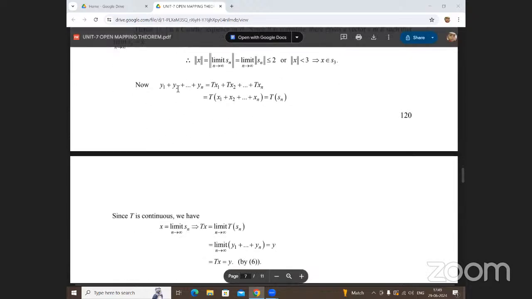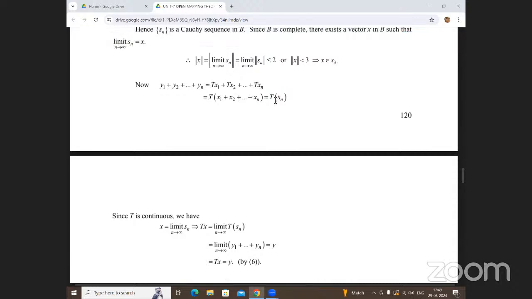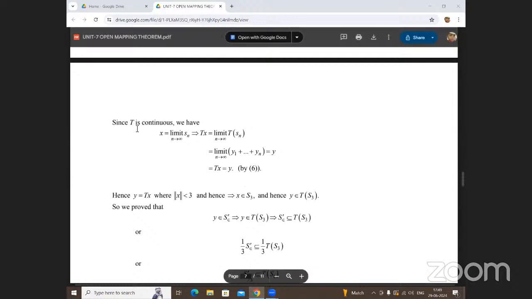So finally, we are taking the n terms. So y1 is represented as T x1, y2 as T x2, y n as T x n. So this value is T of x1 plus x2 plus so on x n, since the transformation is linear. So this is equivalent to T of S n. So given the transformation is continuous.